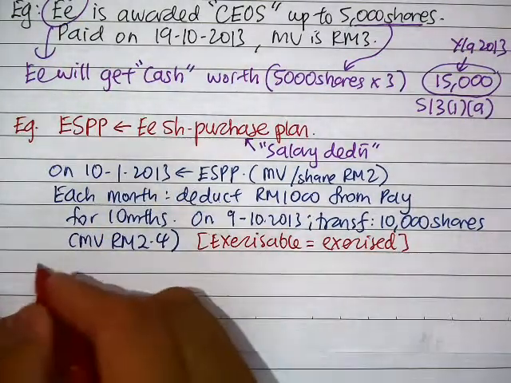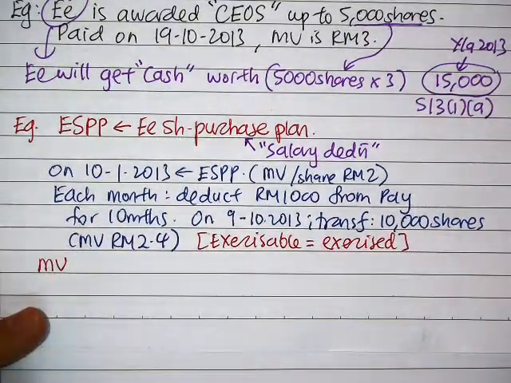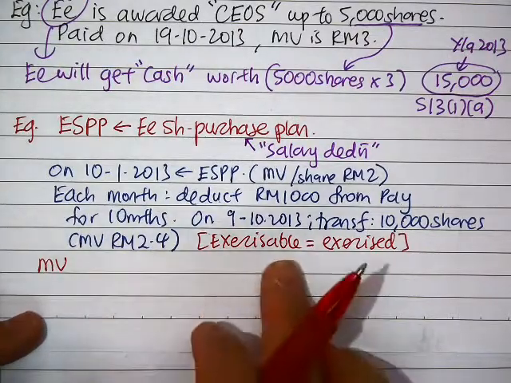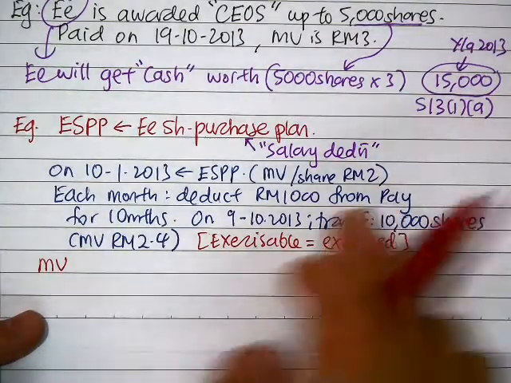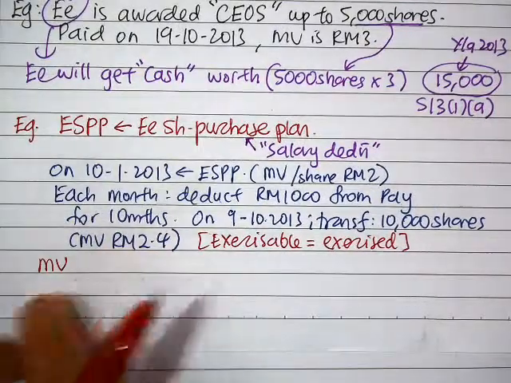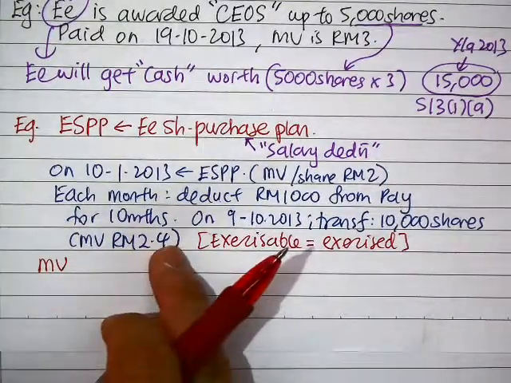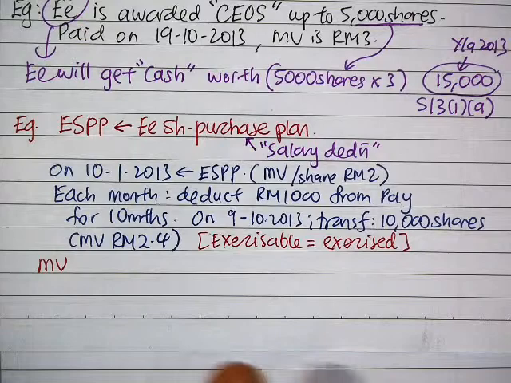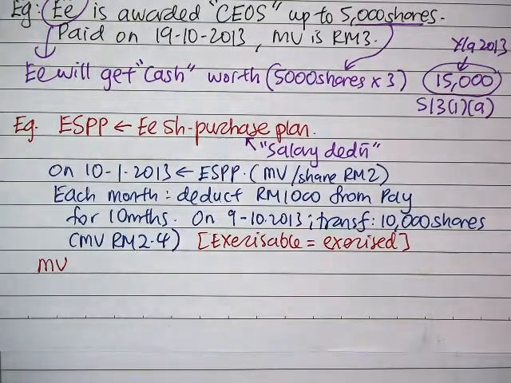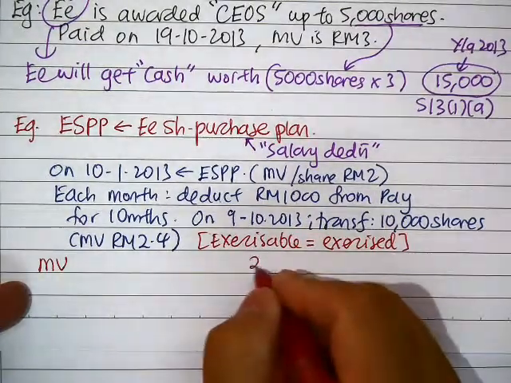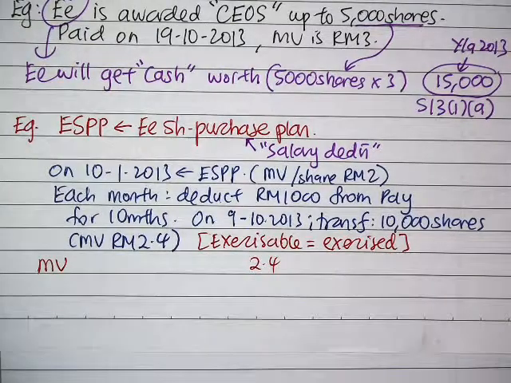So what is the market value of this share when it's exercisable? Now it is 2 ringgit 40 cents. And what's the market value when you exercise? Also 2 ringgit 40 cents, because when it becomes exercisable, that's where you finish the installment and you get the share. So in this case, your market value is 240. Follow? Okay, just one value only.